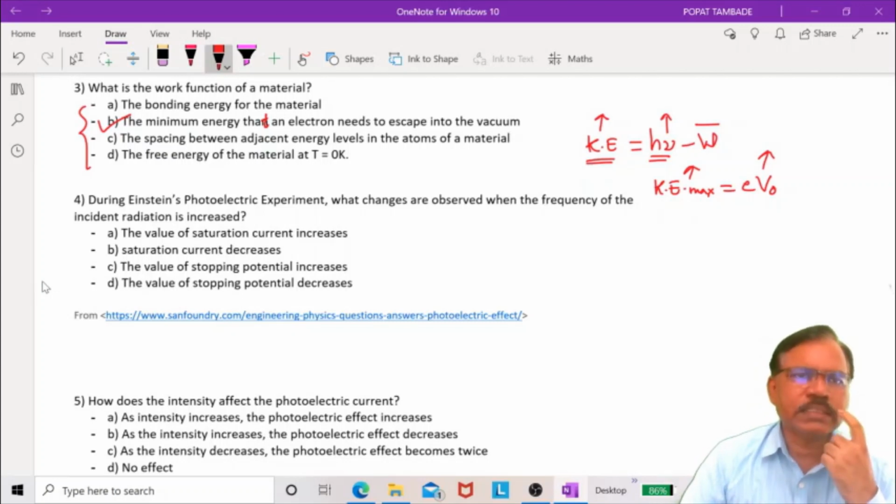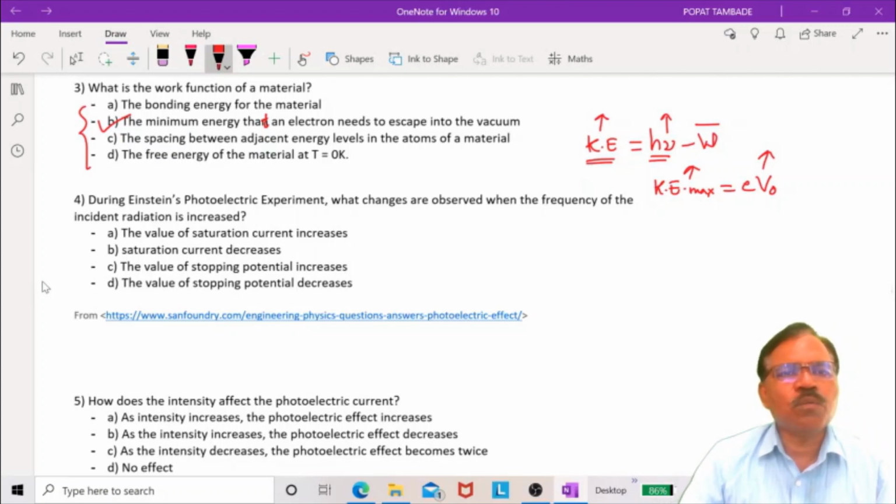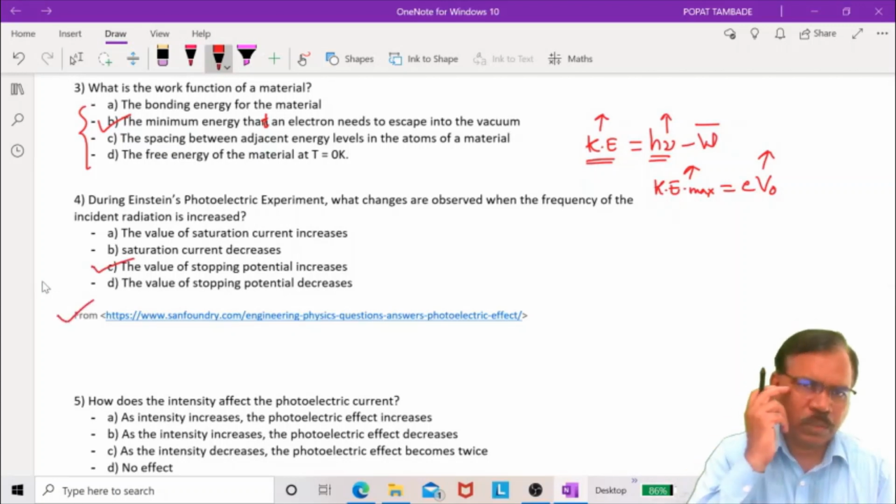So here we have four choices. The value of saturation current increases, saturation current decreases, the value of stopping potential increases, the value of stopping potential decreases. So here the third one is correct, and this question is taken from this website.